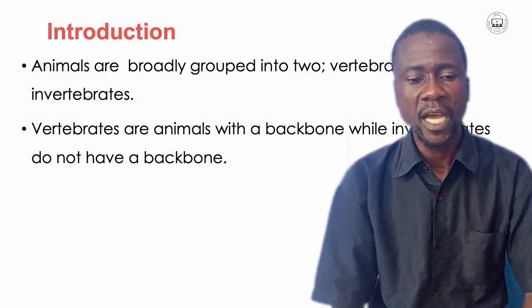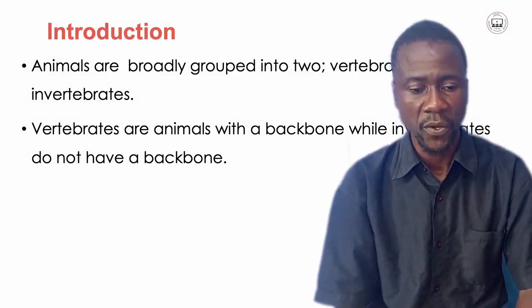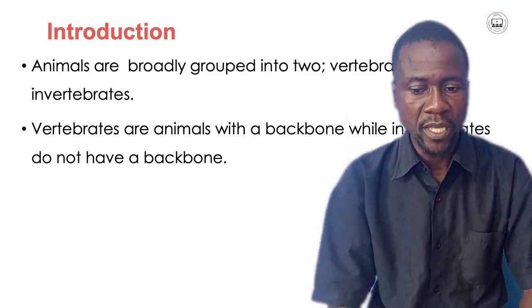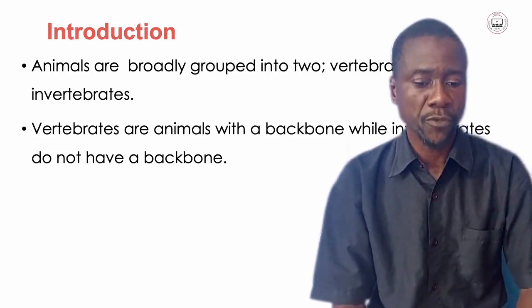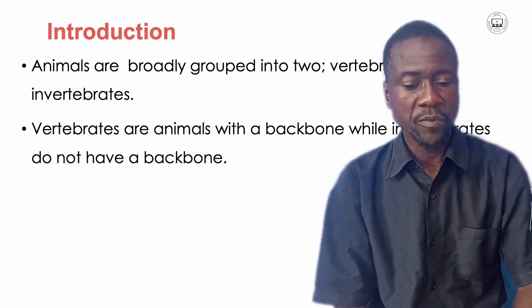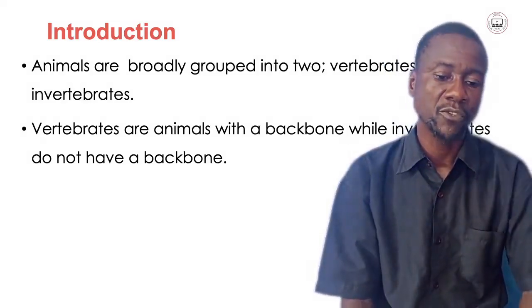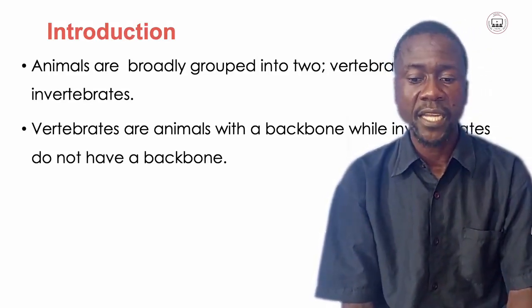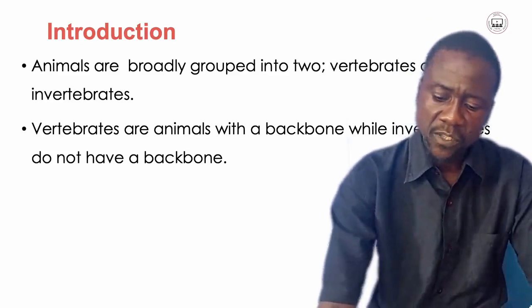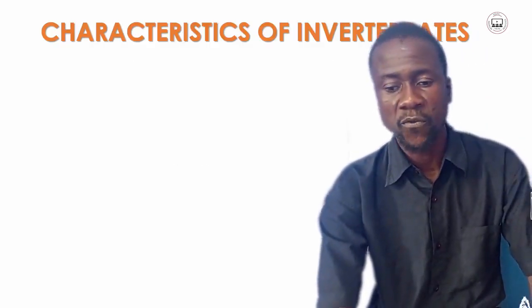Now, we said we are going to discuss the animal structures. So these structures will be explained to you according to these groups. Which means I have already shared that we have two groups, vertebrates and invertebrates. Now, let us start with the structures of invertebrates.